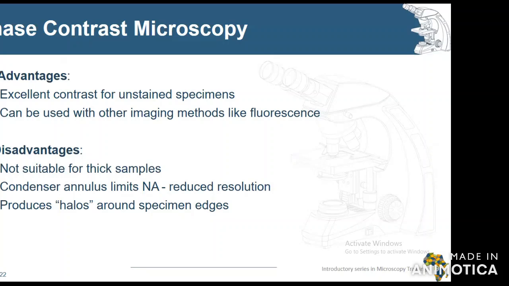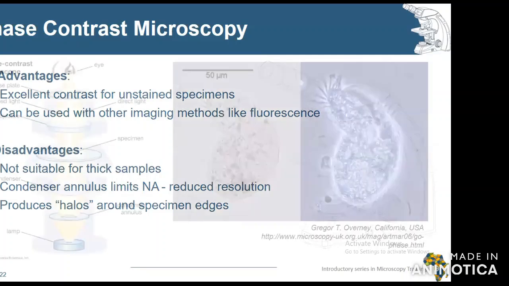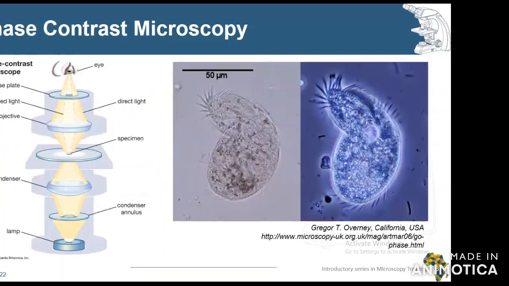Then it also comes with what is called a halo around the specimen edge. Permit me to go back to show that. So when you see the phase contrast picture, you will discover that the edges actually look a bit blurred and are not very sharp as well. So this is what halos are all about.